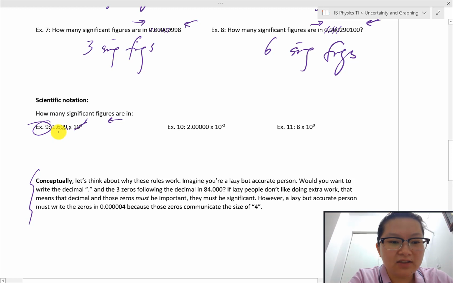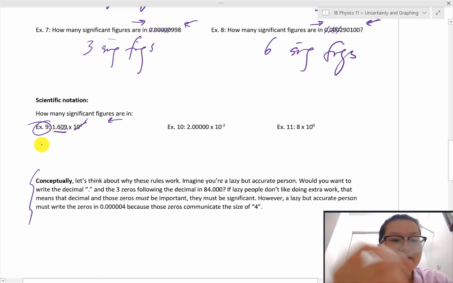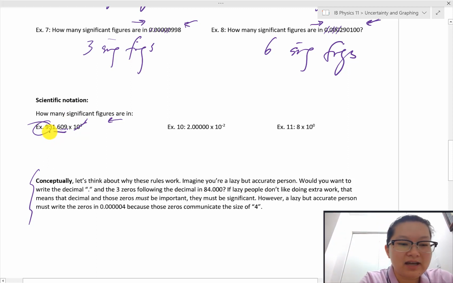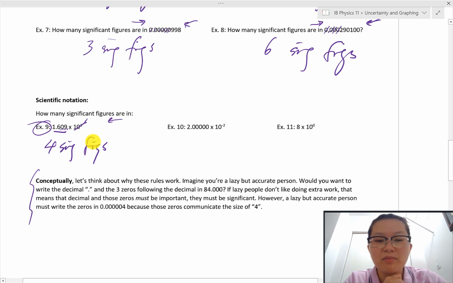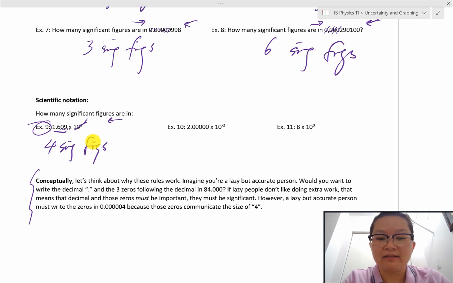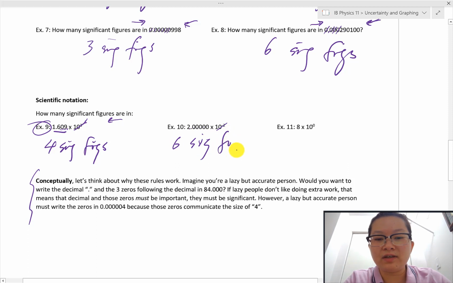But what does tell us sig figs is that number before the multiplication. And this one here is just 4. And it tells us very clearly exactly how many there are. 4 sig figs. Okay? And if I want to show, let's actually, number 10 is a good example. Let's do 10. So we don't care about this 10 to the power whatever. We have 1, 2, 3, 4, 5, 6. Okay? There are 6 sig figs in this one.